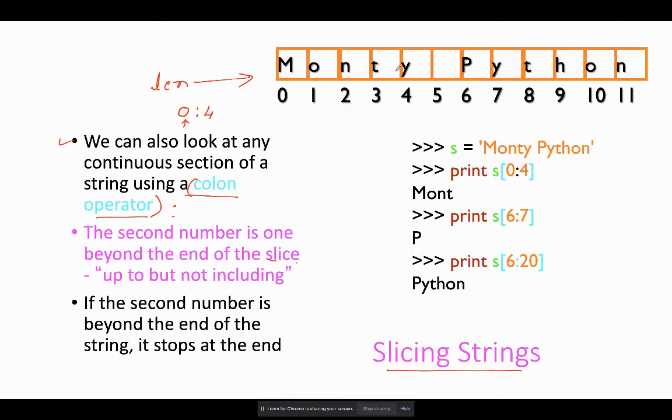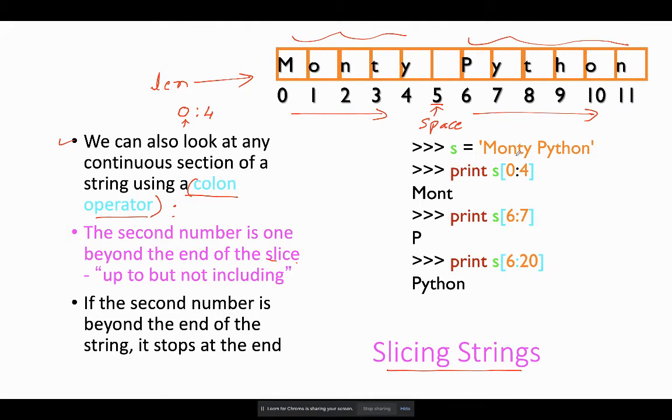Monty starts from 0 and ends at 4 here, and then there is a space, and from the 6th onwards to the 11th, the Python will be stored. So how to extract only Monty, or only Python, or only something within this particular keyword? Let's see how to do that.